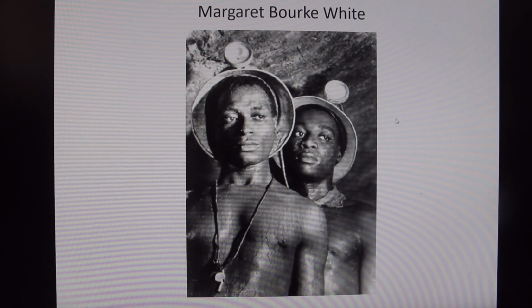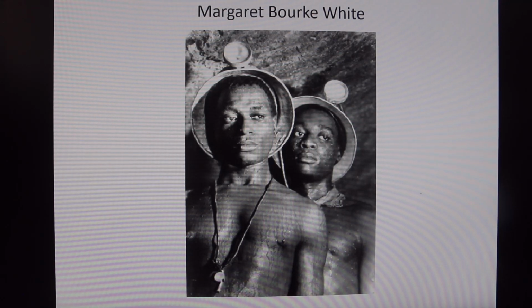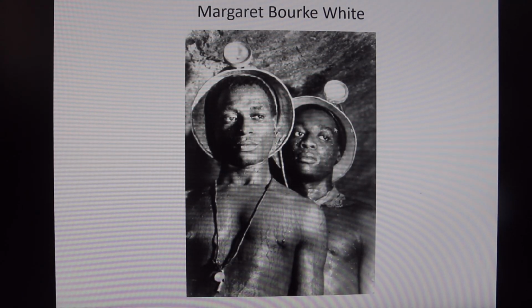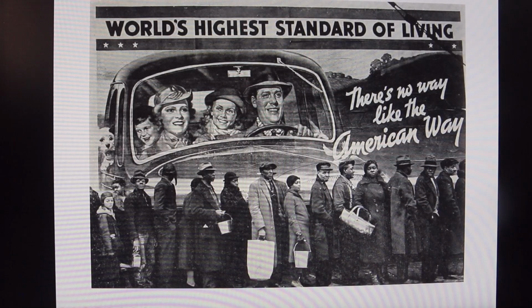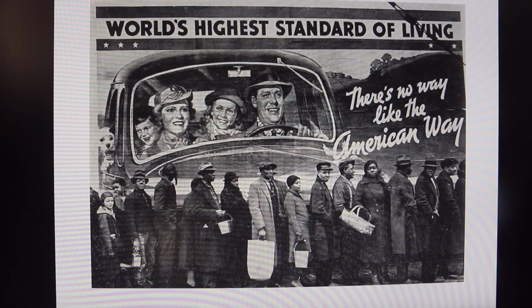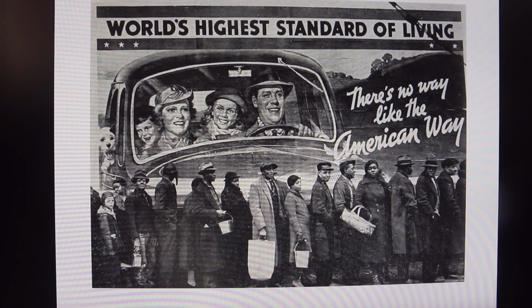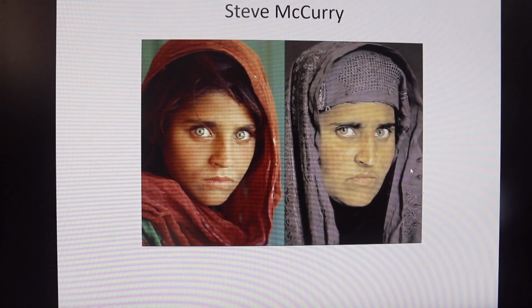This is Margaret Bourke-White. She was one of the first photographers to point out the abuses of diamond mining and how terrible it was for the people who were doing that in Africa. She also was a photographer who did work traveling the country during the Great Depression, showing the inequities of the experience of the American people. It was terrible. There were just different standards of living for different groups of people.